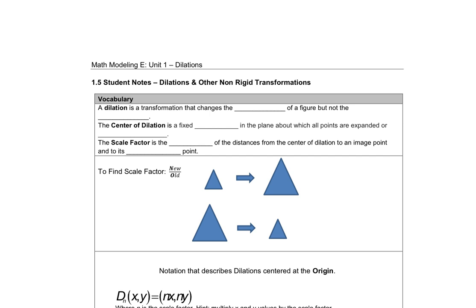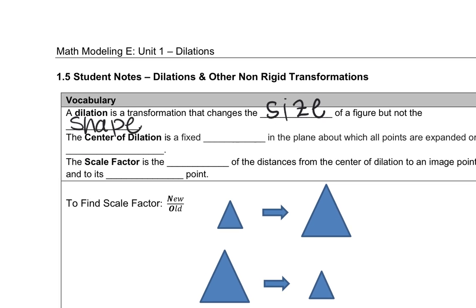Let's start with the first one, which is dilation. A dilation is a transformation that changes the size of a figure, but not the shape. So the first blank should be size, and then the other blank is going to be shape. Okay, so what's going to happen here, we're going to be making figures bigger or smaller depending on the type of transformation that we have for that example. Okay, so figures are getting bigger, figures are getting smaller.